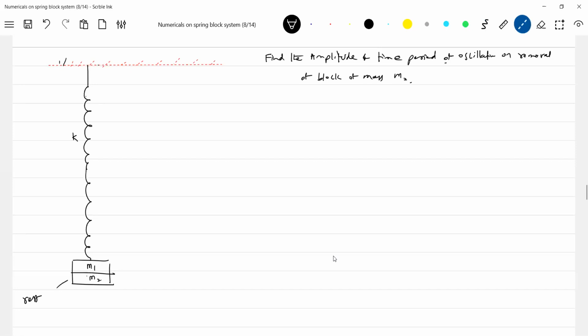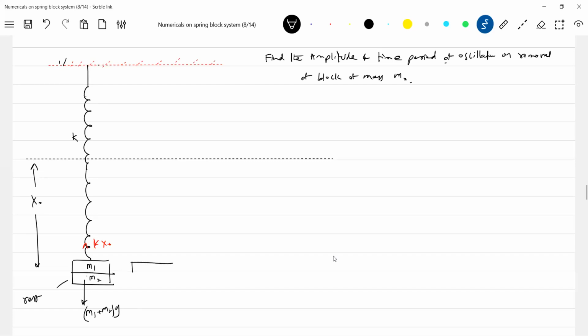So initially the system will have elongation. What is the state of the spring, elongated or compressed? It's elongation. So what is the equation? Who will balance the weight of these two blocks? Kx naught should be equal to (m1 plus m2) into g.